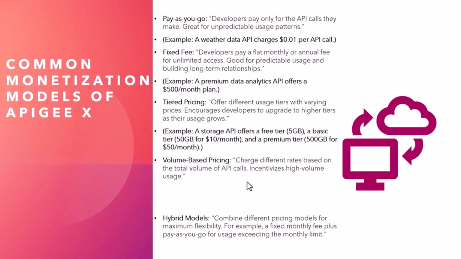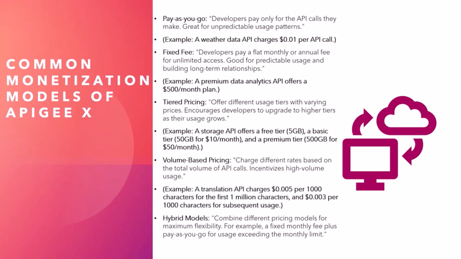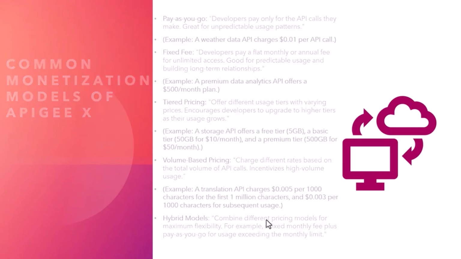Volume-based pricing charges different rates depending upon the total volume of API calls, and incentivizes high-volume usage. For example, a translation API charges $0.005 per 1,000 characters for the first million characters, and then $0.003 per 1,000 characters for subsequent usage. So it is encouraging volume-based pricing. And hybrid models combine different pricing models for maximum flexibility. For example, a fixed monthly fee plus pay as you go for usage exceeding the monthly limit.